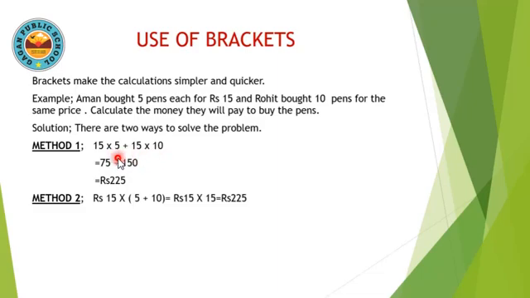So method 1 is that you multiply 15 into 5 first and 15 into 10, then you add them. But the second method is that 15 is common in both, so you multiply 15 with the bracket 5 plus 10. You can solve it in this way also: 15 multiply 15. So this is a use of bracket. In this way you get the answer rupees 225. So you have both the methods, but it's just a way of telling you the use of brackets, that we can have this other method also.